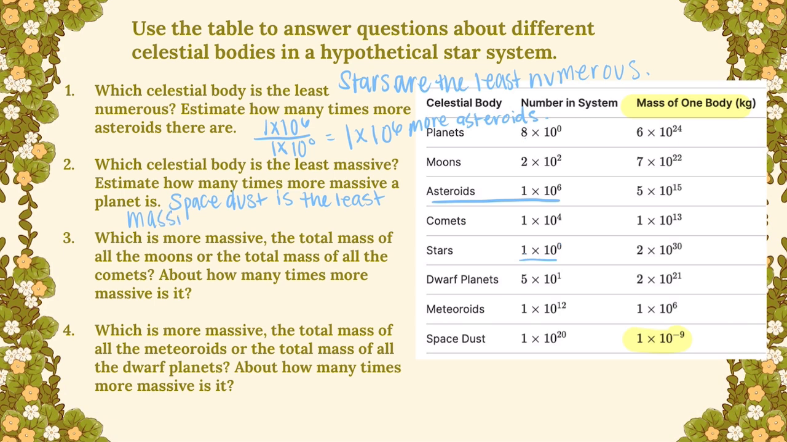And then it says estimate how many times more massive a planet is. So to figure this out, we're going to again do division. So we'll look at the planets, and you can see the planet mass is 6 times 10 to the 24th. So we're going to do 6 times 10 to the 24th divided by 1 times 10 to the negative 9th.